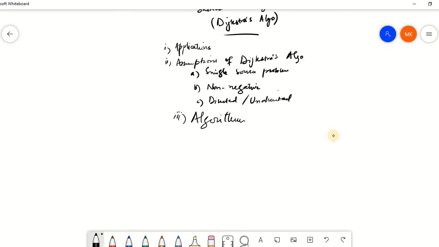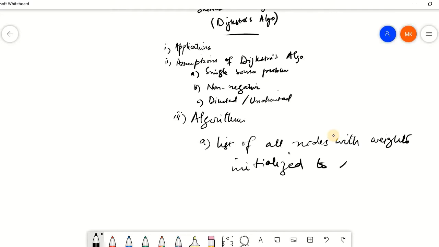So at the start, we are going to consider to have a list that has all the nodes. So the first step is to have a list of all nodes with their weights initialized to infinity, apart from the source that is initialized to 0, because we are already at the source and the cost to get to the source is 0.